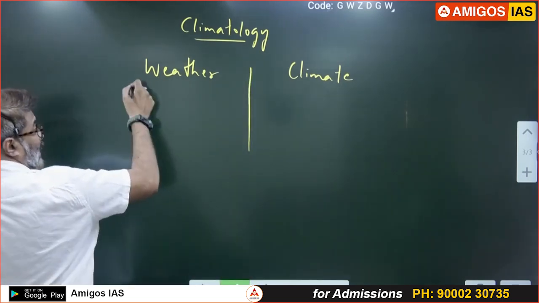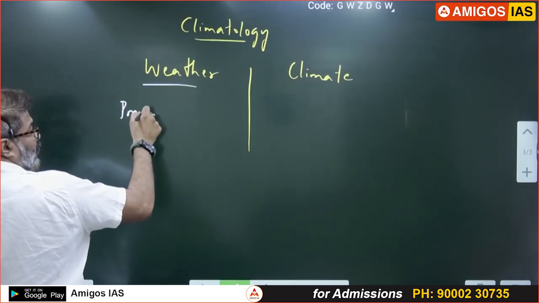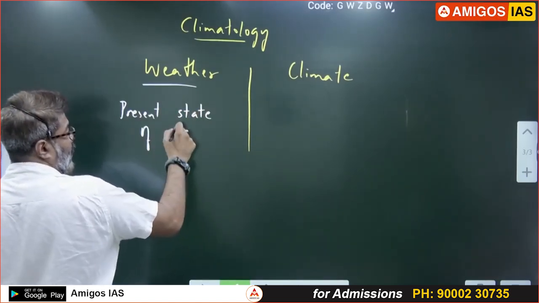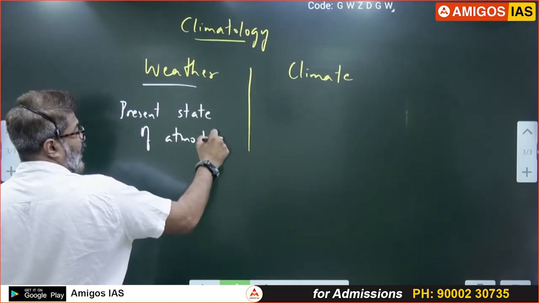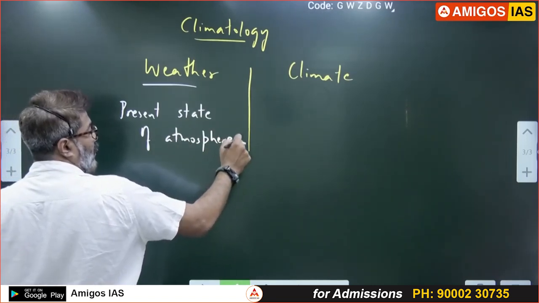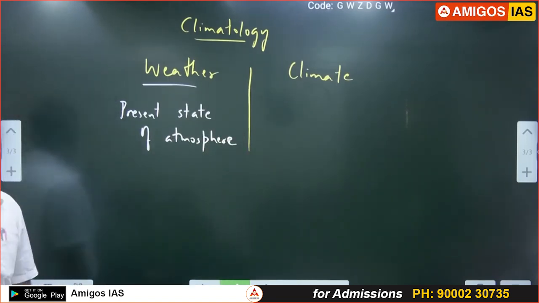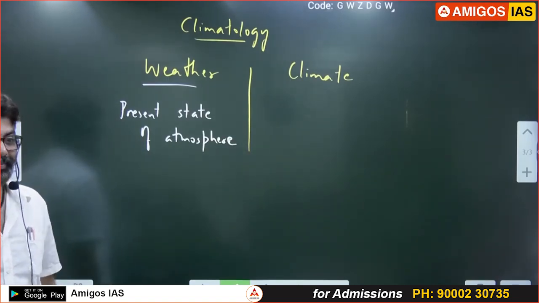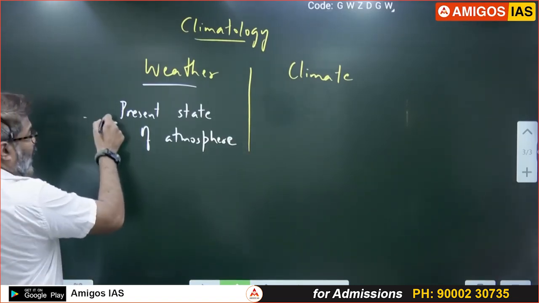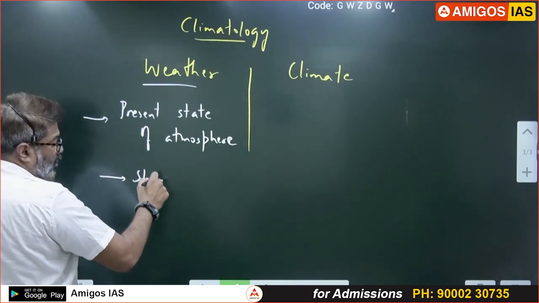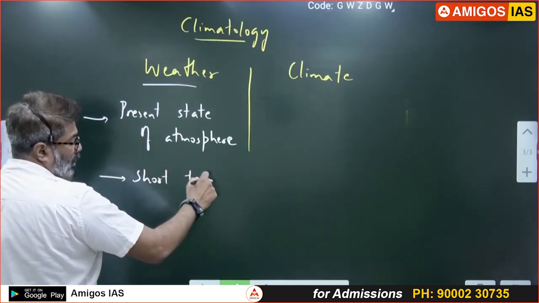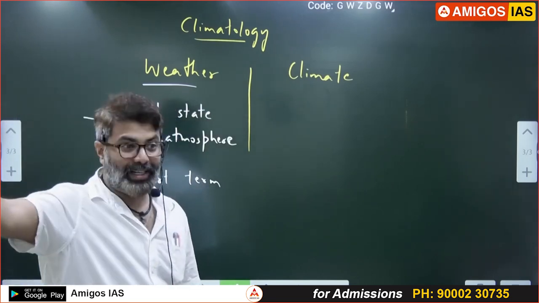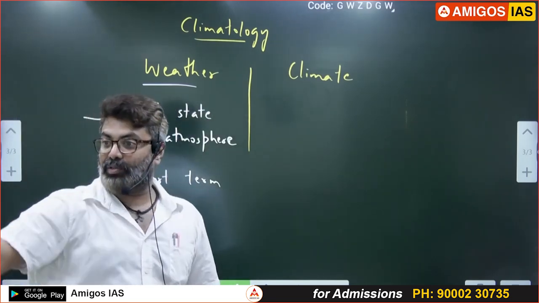Weather is what? Present state of atmosphere. Present state of atmosphere means present atmospheric conditions. So what is prevailing outside now is weather. Okay, it applies to short term. It's a short term condition. Short term means in the morning it was different weather, now it is different. You can see it's a bit windy now. By afternoon it becomes different.